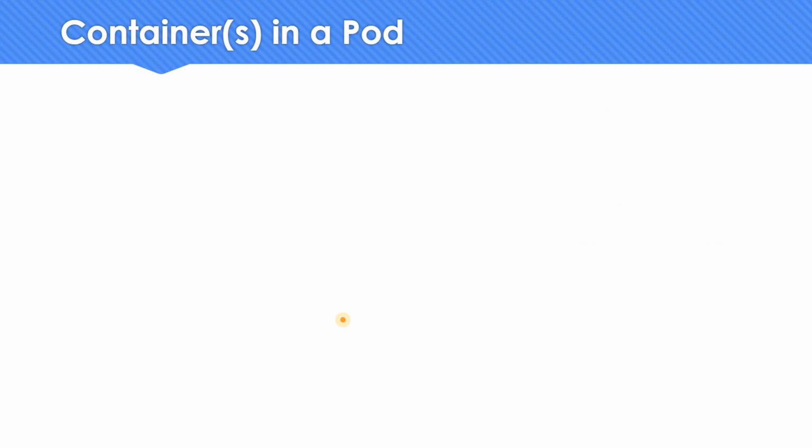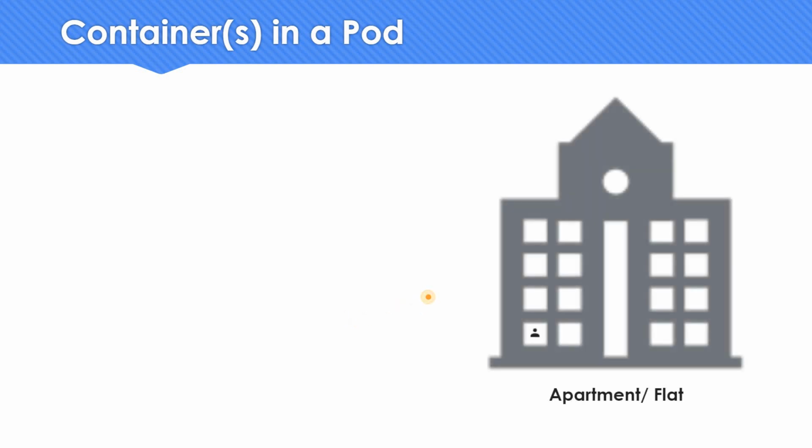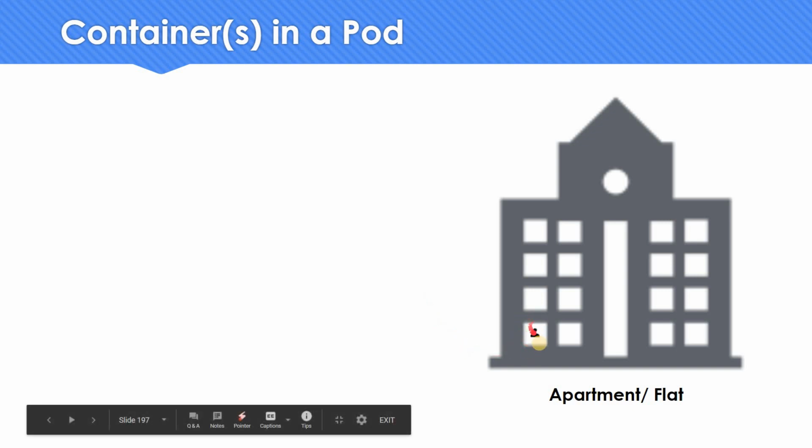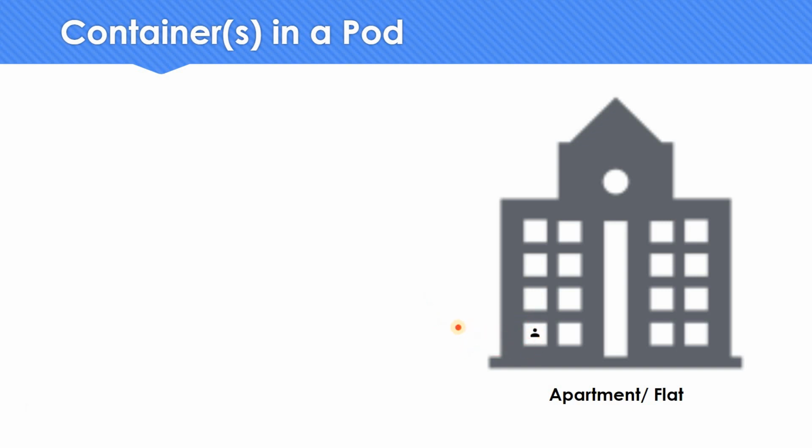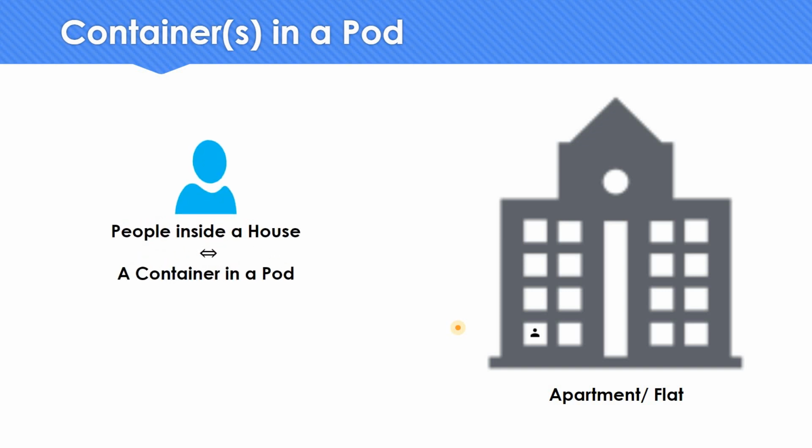The last one is containers in our pod. The pod is going to basically contain the containers. Let's again take the example of the apartment, and you see a small human being here. Each house will have people, one or groups of people. Similarly, you can have one pod, and it can have multiple containers. So a person can be mapped to a container, basically. That's a small analogy. Hope it makes sense.